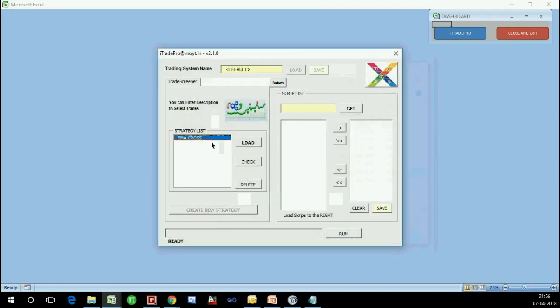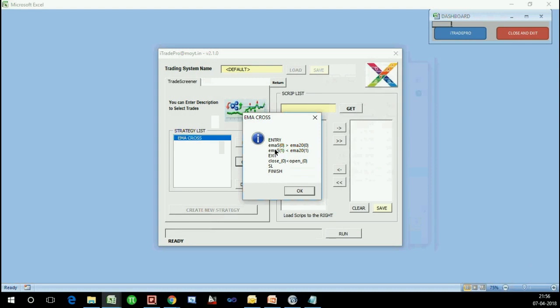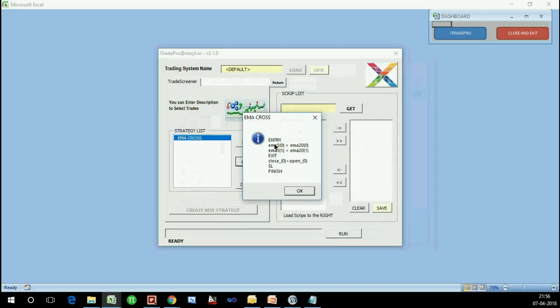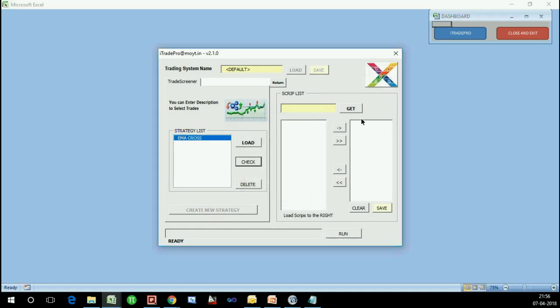So let's suppose EMA cross. Okay, we are not taking volume breakout. This is EMA 5 greater than EMA 20 on day T equal to 0, and one day back it was less than. So this is a crossover formula. How you can create this formula, a help file is also available, but if you have any trouble, you can contact me, right?